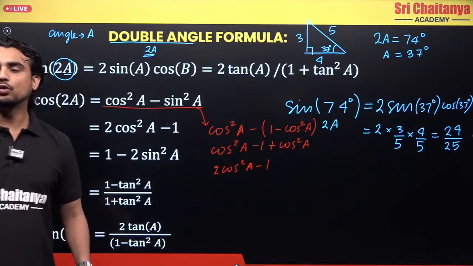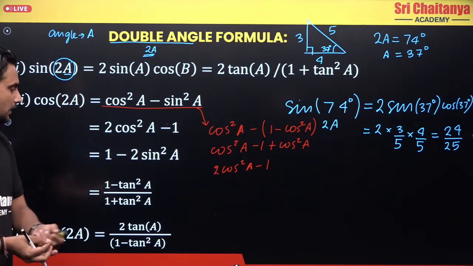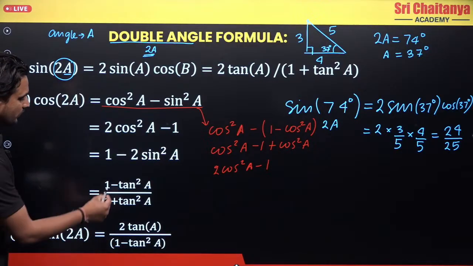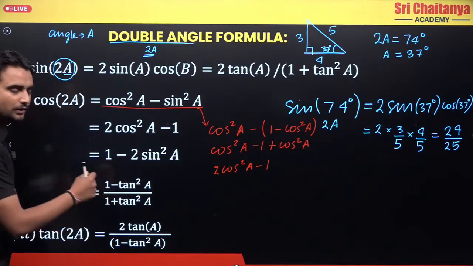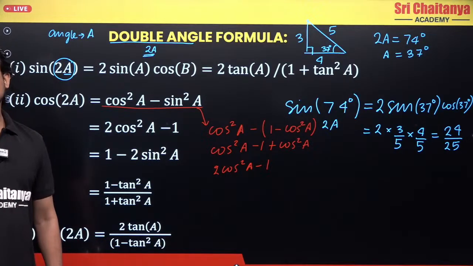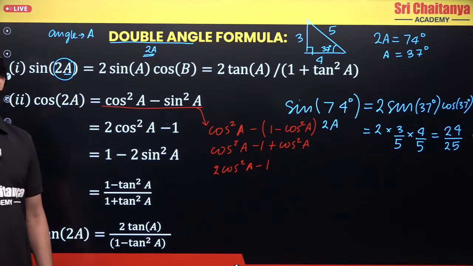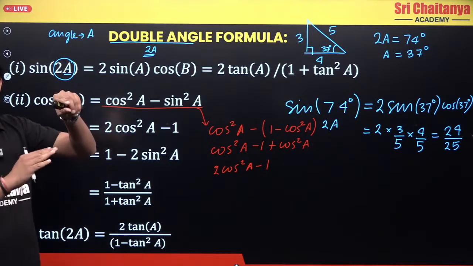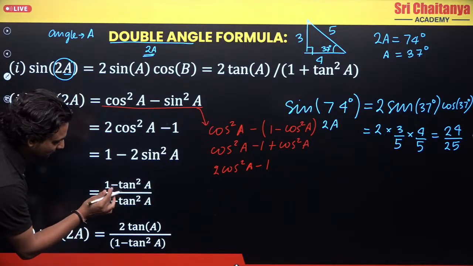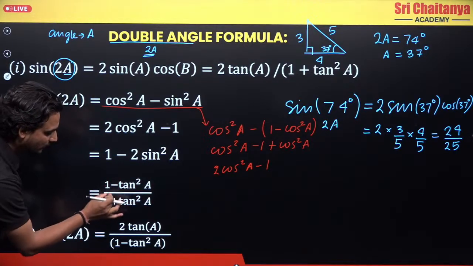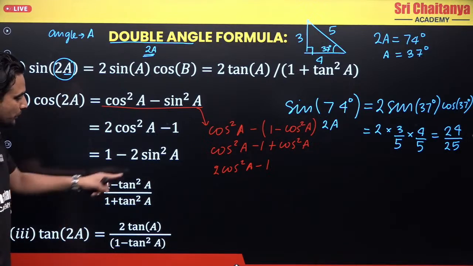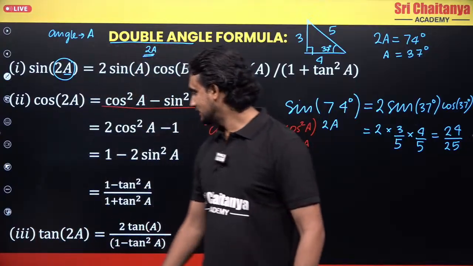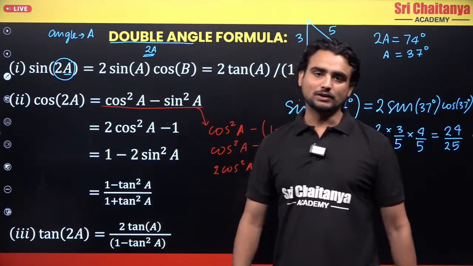And finally, if you want to write it in terms of tan, what is the formula? 1 minus tan square a upon 1 plus tan square a. Usually people get confused whether the plus comes in the numerator or in the denominator. So please understand that the value of sin or cos is always less than 1. When is it less than 1? When the numerator is less than the denominator. So minus is in the numerator because 1 minus something will be less than 1 and 1 plus something will be greater than 1. Now what is tan 2 theta? Tan 2 theta is 2 tan theta upon 1 minus tan square theta.